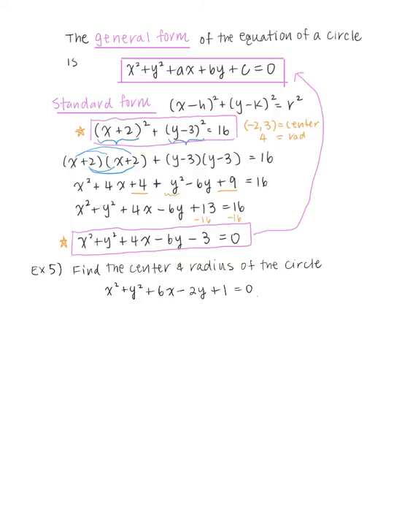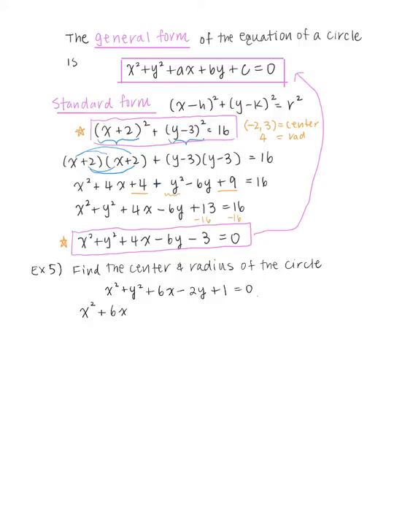Example 5, find the center and the radius of the circle. x squared plus y squared plus 6x minus 2y plus 1 equals 0. So, are you guys ready? What we're going to do is complete the square on x and then also on y. So let me first rewrite it like this. I'm going to bring the terms with all the x's attached first. So here you're going to have x squared plus 6x.